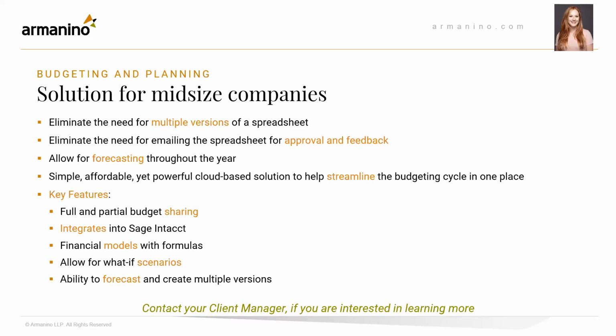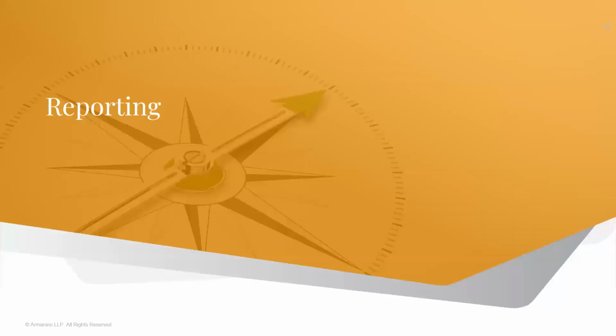So what budgeting and planning can do for you is allow all of those users to input the data that they need for their budget. It'll consolidate it, and then you're able to run your budget to actual reports, which allows for a streamlined budgeting cycle. With that, I will pass it back to Samaya for reporting. Thank you. Next slide.